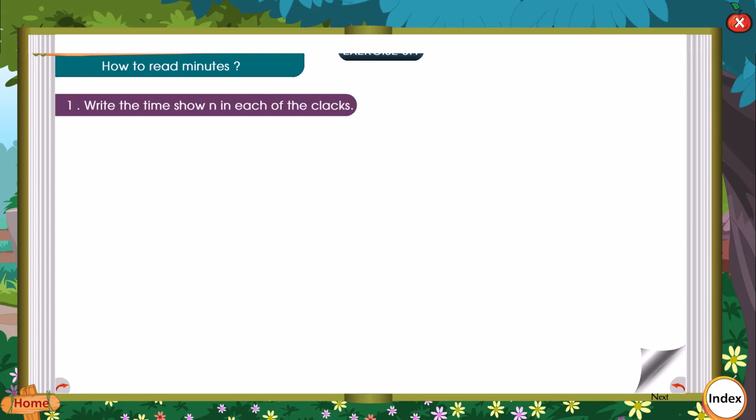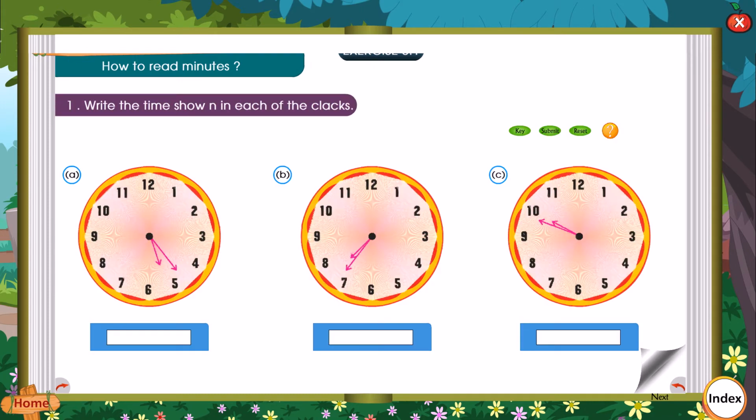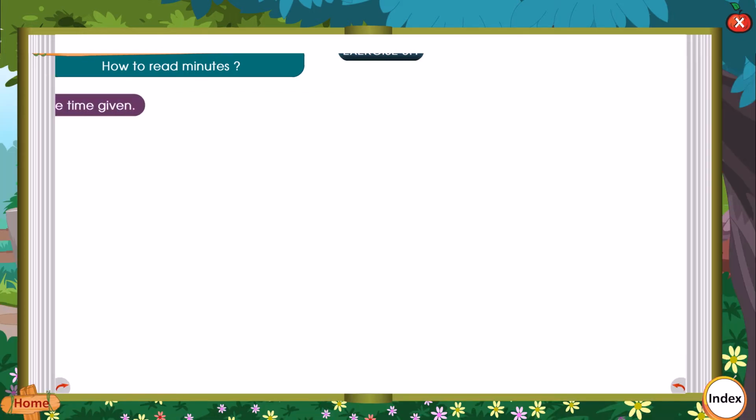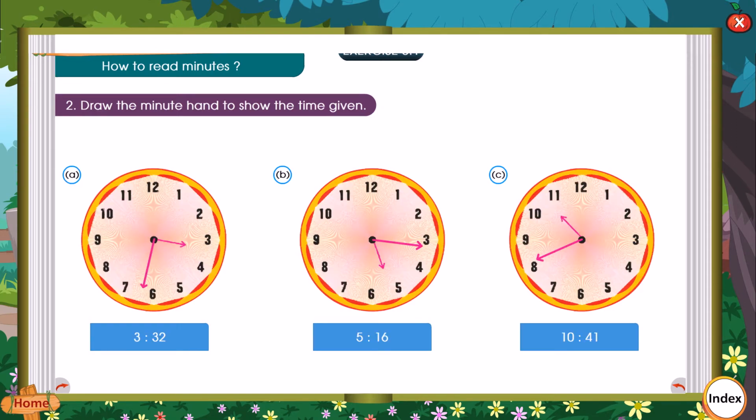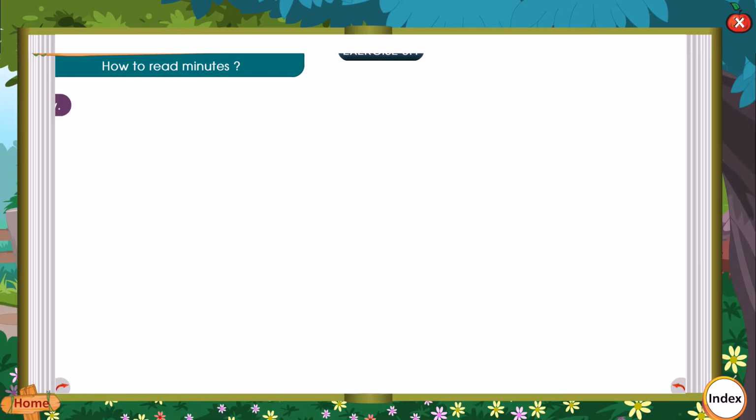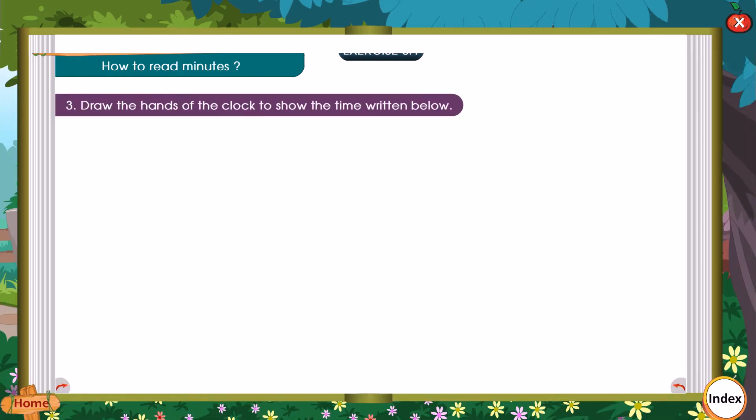Exercise. 1. Write the time shown in each of the clocks. 2. Draw the minute hand to show the time given. 3. Draw the hands of the clock to show the time written below.